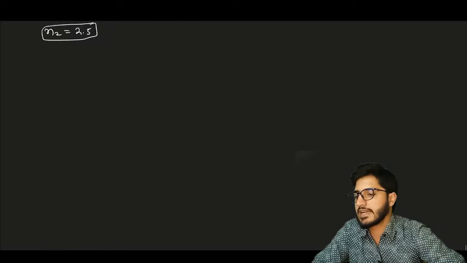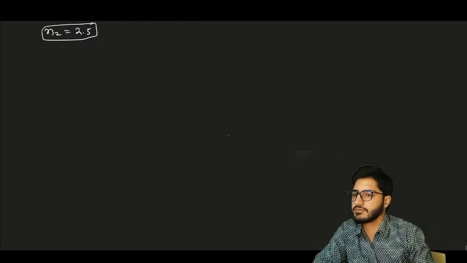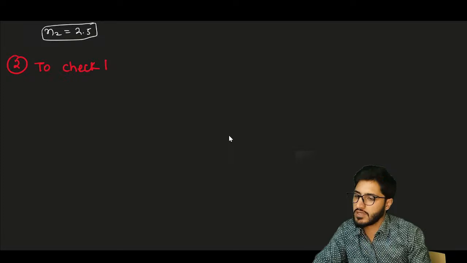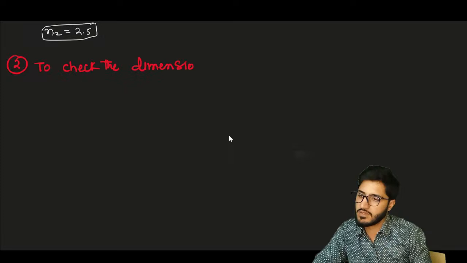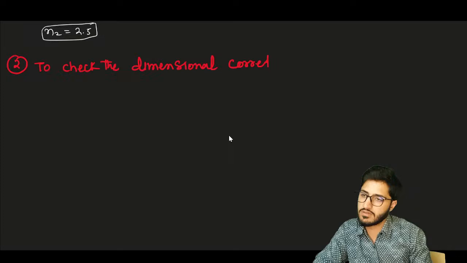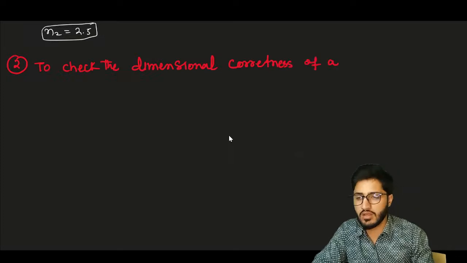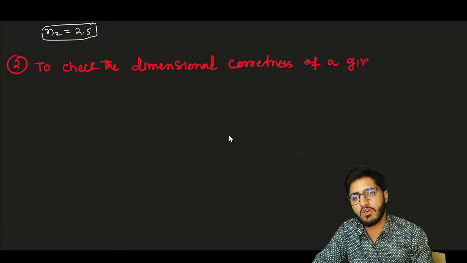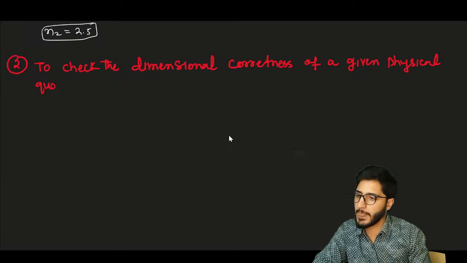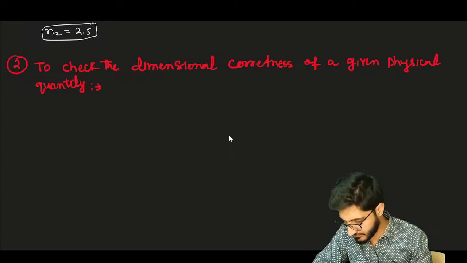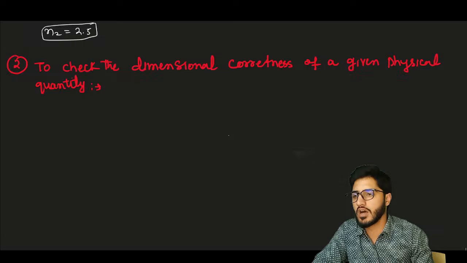We are having the second application part. Second application part, that is to check the dimensional correctness of a given physical quantity.